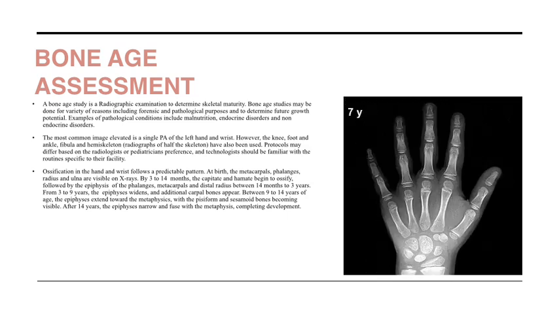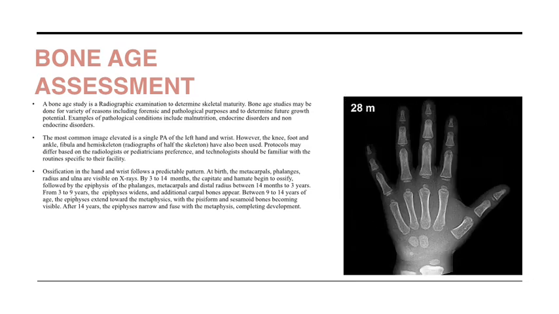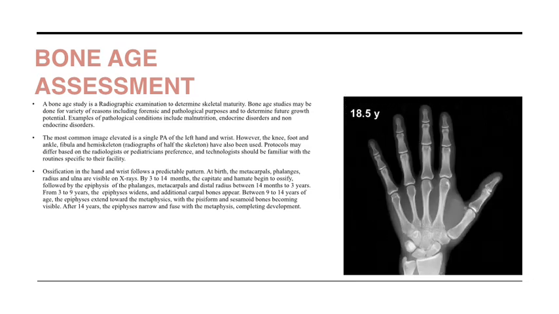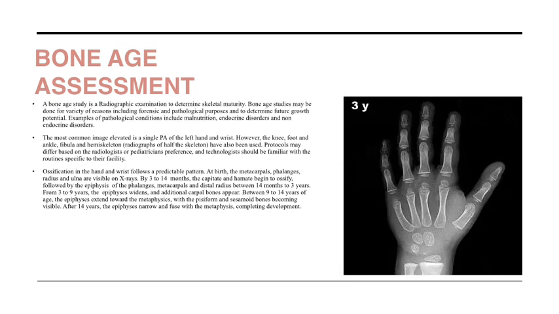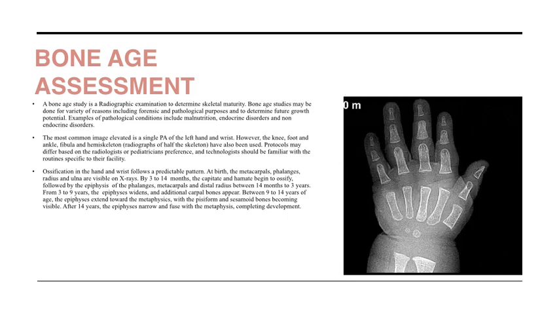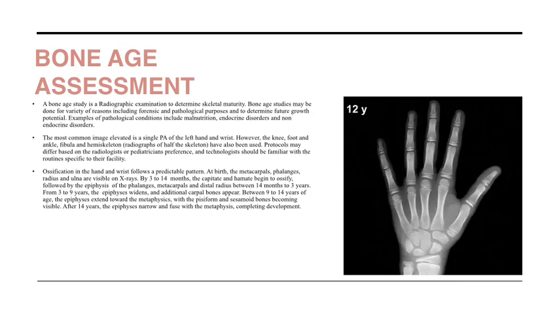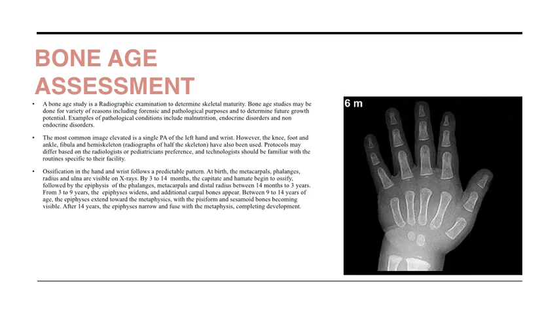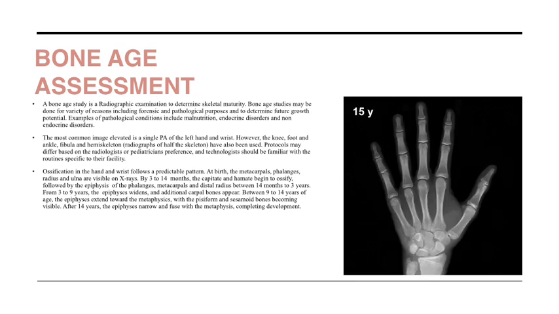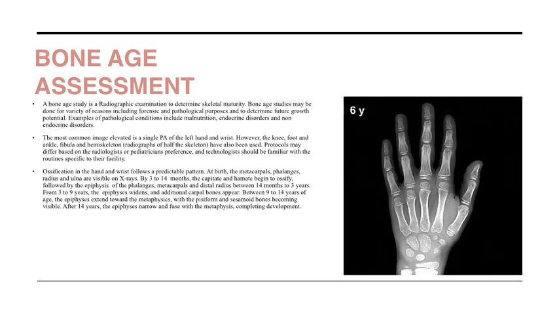From 3 to 9 years, the epiphyses widen and additional carpal bones appear. Between 9 to 14 years of age, the epiphyses extend toward the metaphyses, with the pisiform and sesamoid bones becoming visible. After 14 years, the epiphyses narrow and fuse with the metaphysis, completing development.